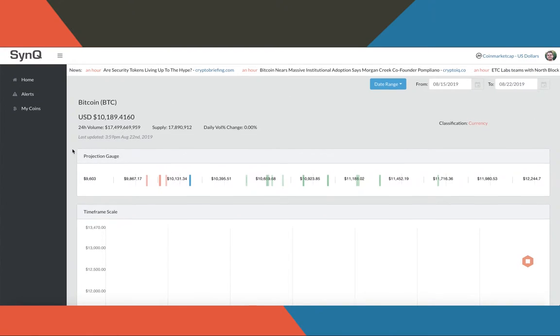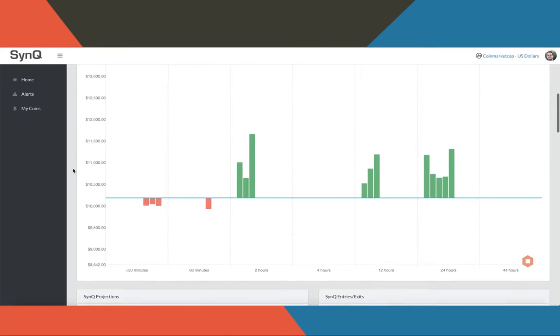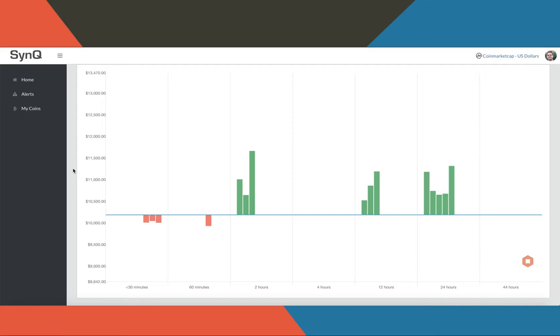So one of the fanciest things on here is definitely the projection gauge. So you can see where the current price of Bitcoin is at, and you can see all the lower projections as well as their risk level, the price, and the time in which the projection will expire. You also have the time frame scale, which puts the same data to you a little differently. You see the main price right here is the blue line, and you have the smaller projections and the larger projections, and they're bucketed in different time zones.